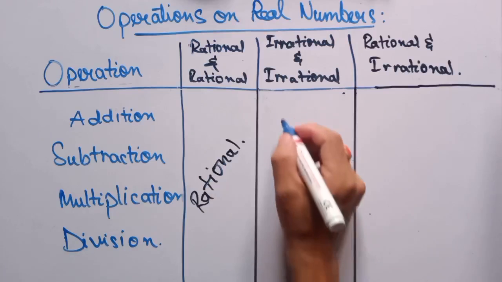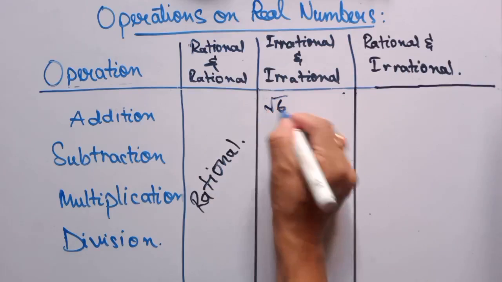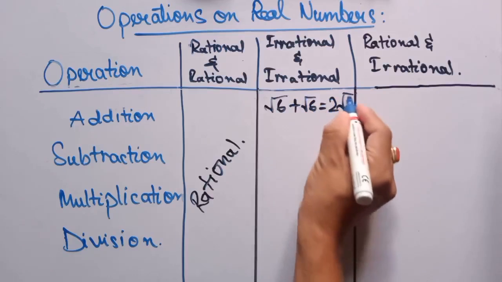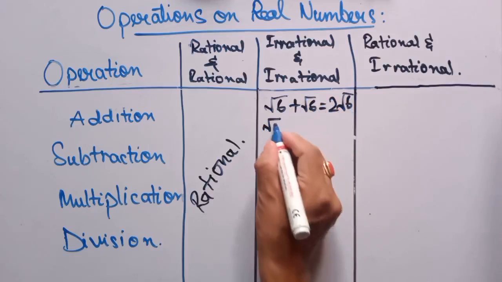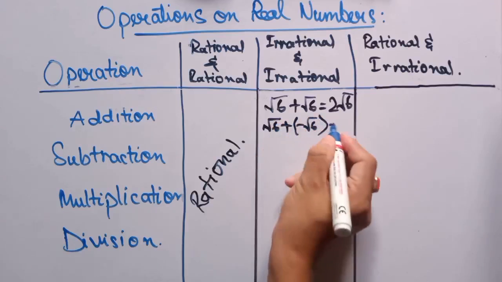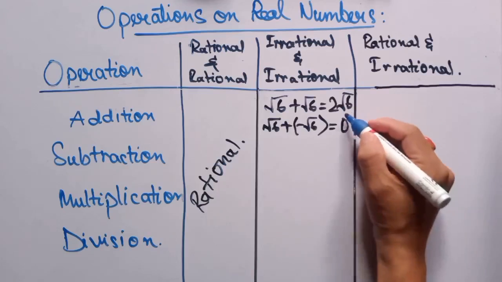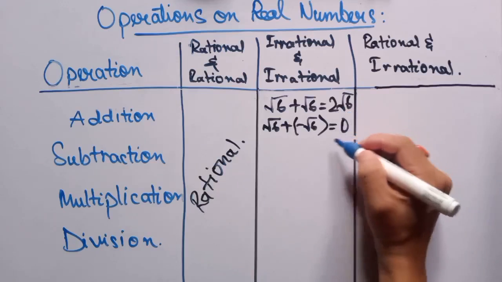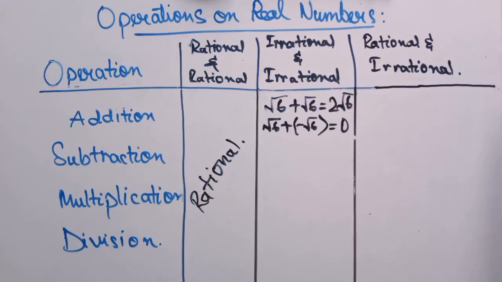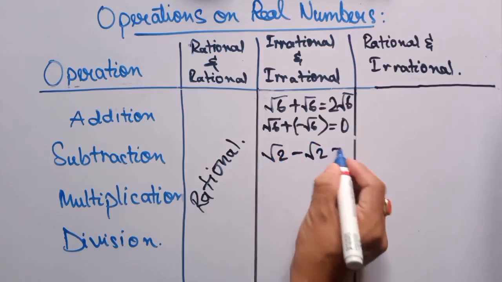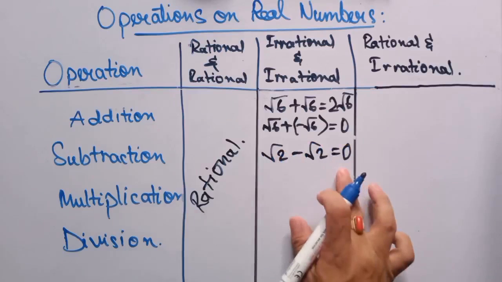So for example, if we add two irrational numbers such as root 6 plus root 6, we get 2 root 6, and if we add root 6 with minus root 6, we get 0 as the sum. In the first case, 2 root 6 is an irrational number, and in the second case, 0 is a rational number. So either we will get a rational number or an irrational number. Same is the case of subtraction. If we subtract root 2 minus root 2, we will get 0, which is a rational number.